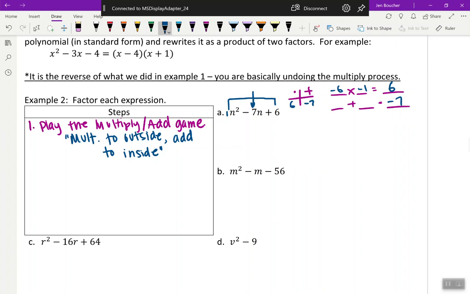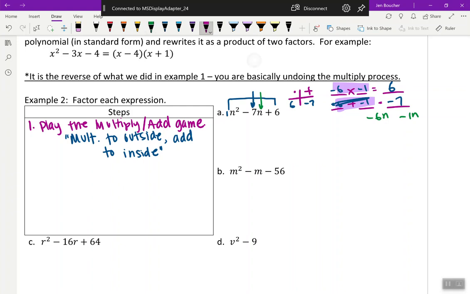-6 times -1 is 6. -6 plus -1 is -7. So these are the two numbers that you'll use to make the 3-term problem, this right here, go into a 4-term problem. And as soon as I can get it to 4 terms, we can group it. So what we do is we take our two numbers, -6 and -1, give them the variable n.